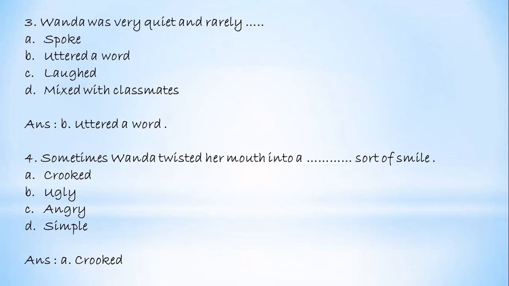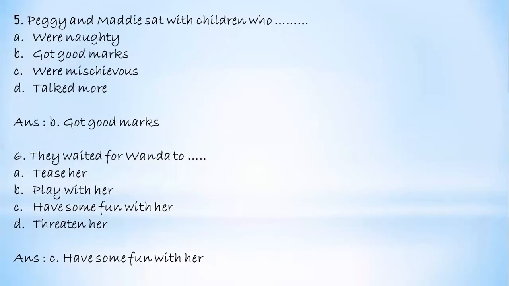Next. Peggy and Maddie sat with children who were naughty, who got good marks, who were mischievous, or the one who talked more. The answer is option B, got good marks. So these two girls, they sat with the other children who used to get good marks in their academics. Next, they waited for Wanda to tease her, play with her, have some fun with her, or threaten her. So as we know, Peggy and Maddie used to wait for Wanda. So why did they used to wait? It is because they wanted to have some fun with her. So yes, answer is option C, have some fun with her.